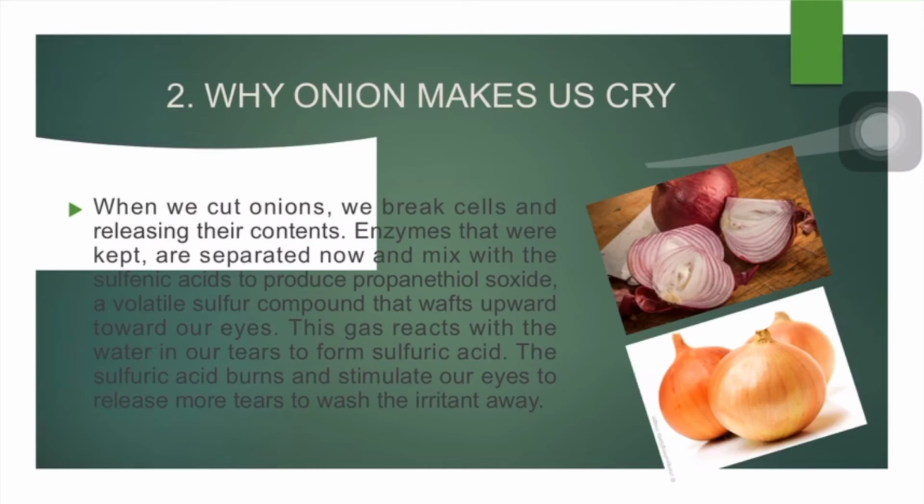Enzymes that were kept separated are mixed with sulfonic acids to produce propanethial S-oxide, a volatile sulfur compound that wafts upward toward our eyes. This gas reacts with the water in our tears to form sulfuric acid. The sulfuric acid burns and stimulates our eyes to release more tears to wash away the irritant. That is why when we cut onions, there is a chemical process, so our eyes tear up.